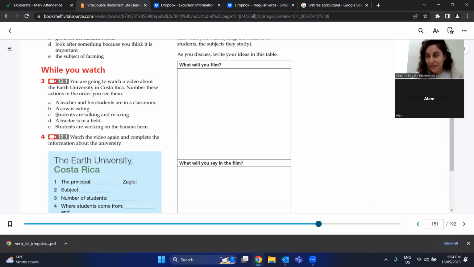Is the order? Yeah, different. I know. B. Ah, this is in order. This is the order. I see, you're right, because 4 is a tractor is in the field. Yeah. And 5, students are working on a banana farm. Yeah. So it doesn't make sense. Number these actions. In the book, it'd be 1, 2, 3, 4, 5. But in our book, it should be 5, 3, 4, 1, 2.